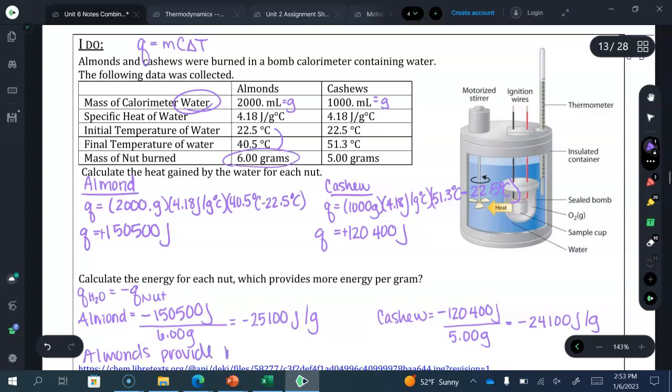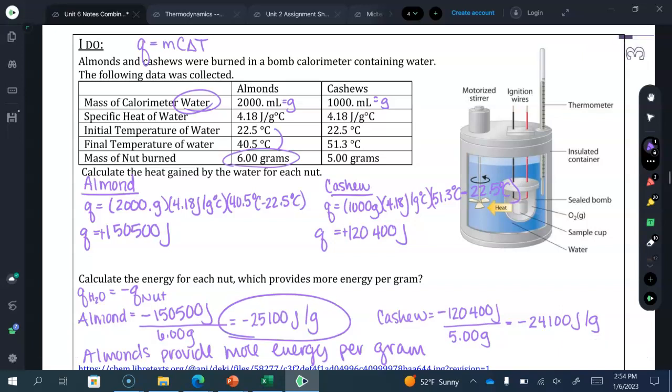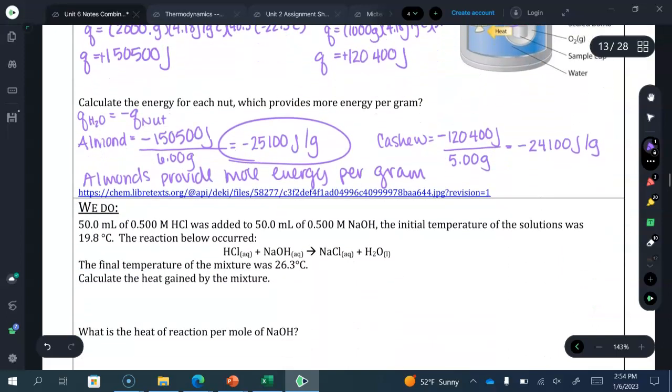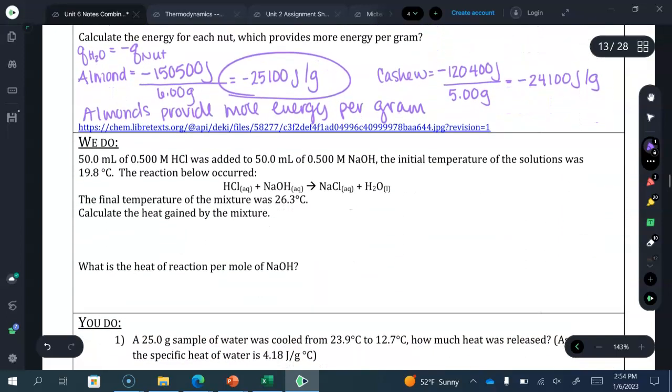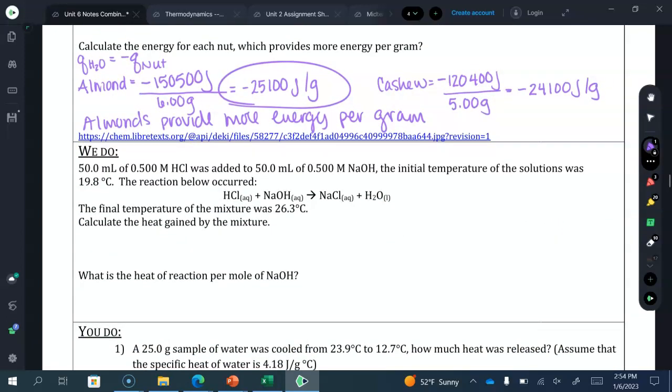So in this, almonds provide more energy per gram, because it is the bigger quantity that releases the most energy. Okay, so we would say that it is more calorically dense because it's giving off more energy per unit mass.